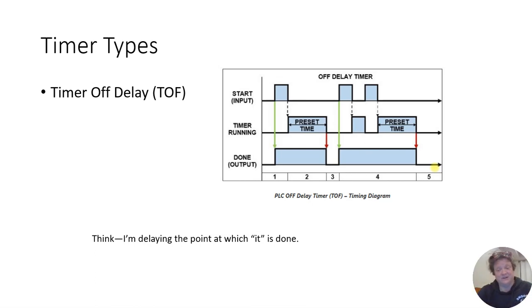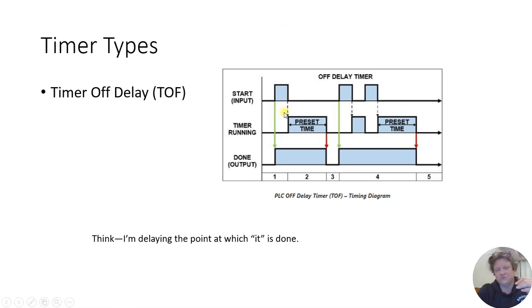Alright, so timer off delay, and I think about that one as I'm delaying the point at which it's done. So if I cook dinner and I don't want to serve it for 2 minutes until it sits on the stove and then cools off a little bit, then that's kind of like your timer off delay, because the action was occurring and we finished.